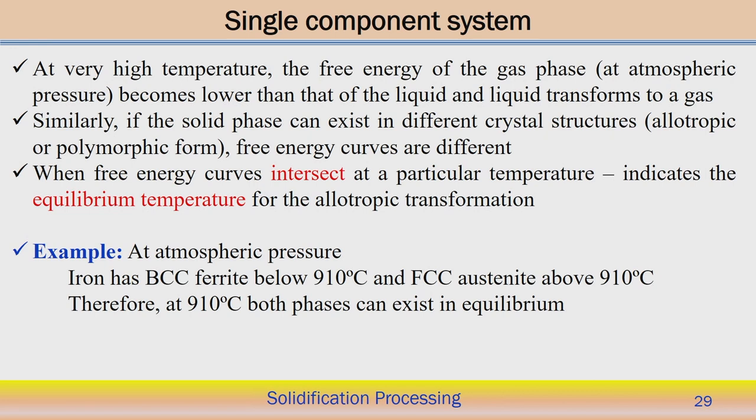We can give an example also. At atmospheric pressure, iron has the BCC ferrite structure below 910 degrees centigrade.